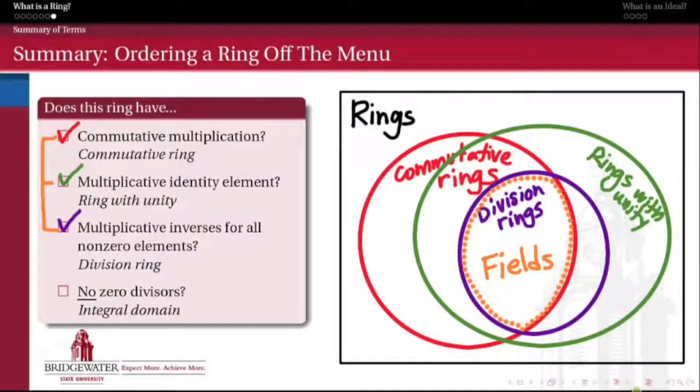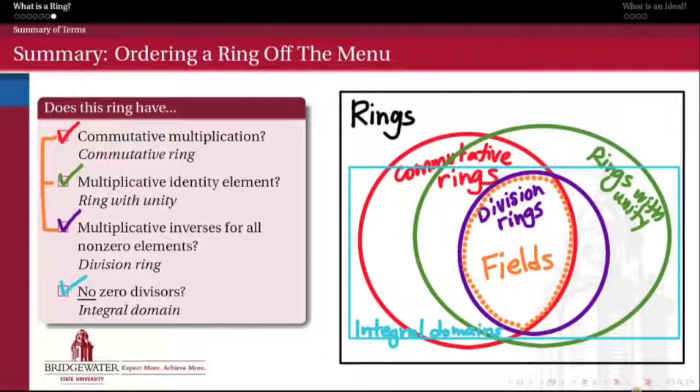And those rings that have no zero divisors we're going to call integral domains. And as we saw, there are examples of rings that have no zero divisors which can be non-commutative. They might not have a unity element. But definitely, if we have a division ring, if we have multiplicative inverses for all non-zero elements, then we cannot have any zero divisors. So every division ring is definitely an integral domain.